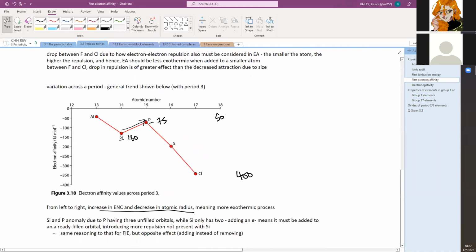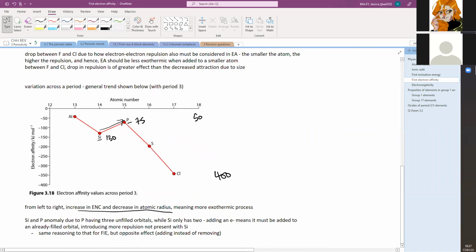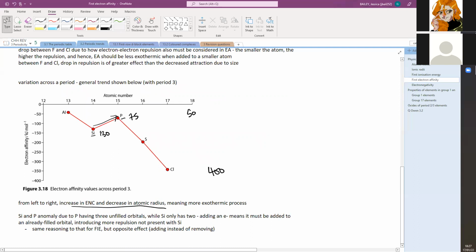Does that all make sense? Yep. So wait, if the number for the electron affinity is larger, it means it's easier for it to gain another electron? Yes, exactly. Okay, yeah. Yep.